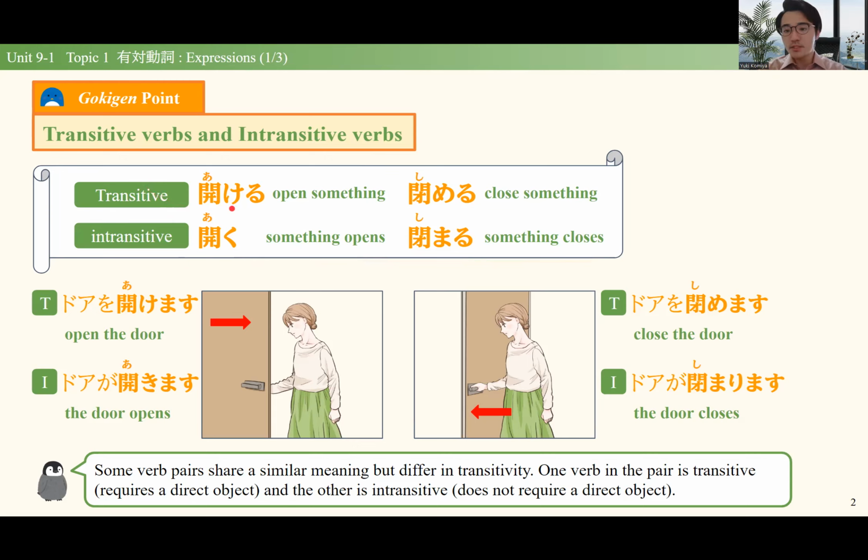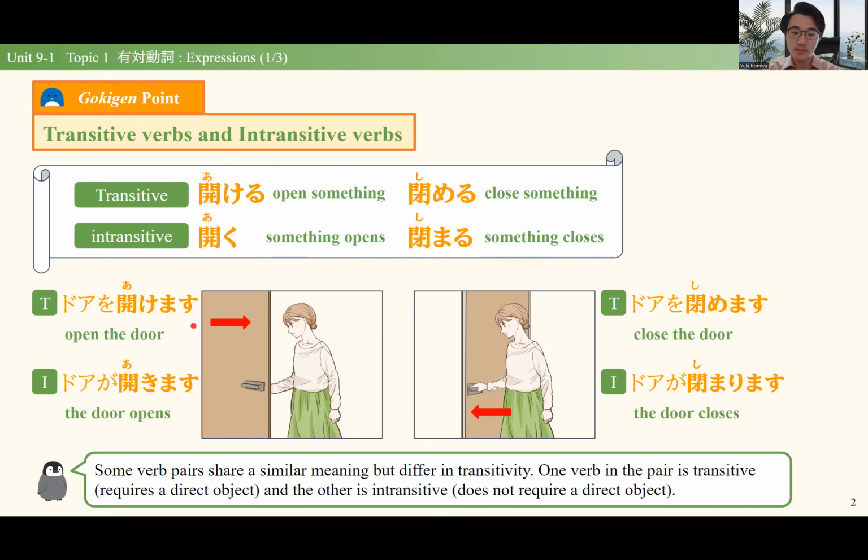So in Japanese, we have a few pairs of verbs that are very similar in forms, like akeru and aku, shimeru and shimaru. These very similar verbs are different in terms of transitivity. Akeru means open something, aku means something opens. Other examples: shimeru means close something, shimaru means something closes.